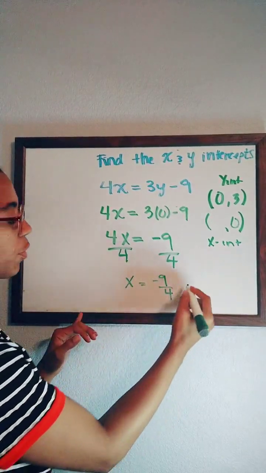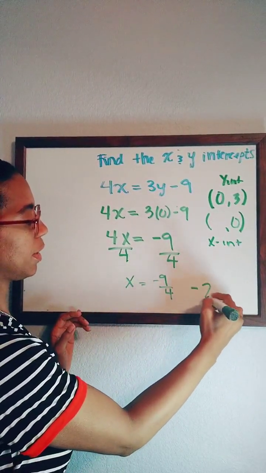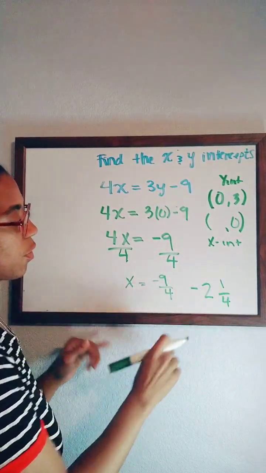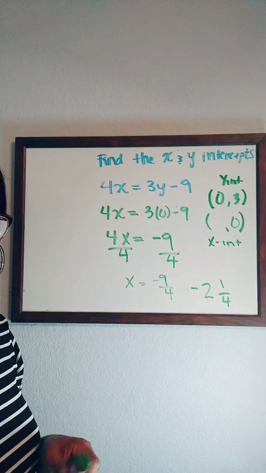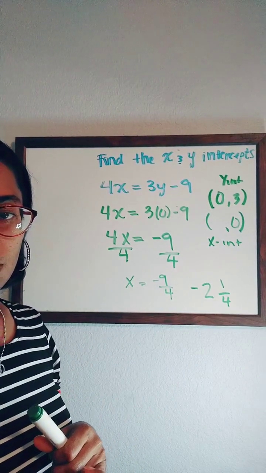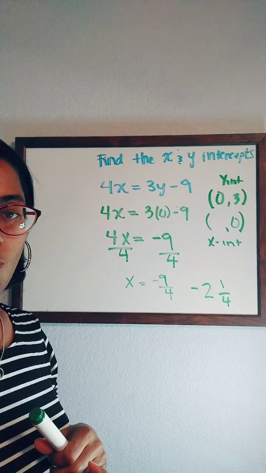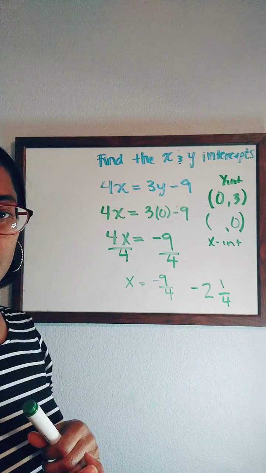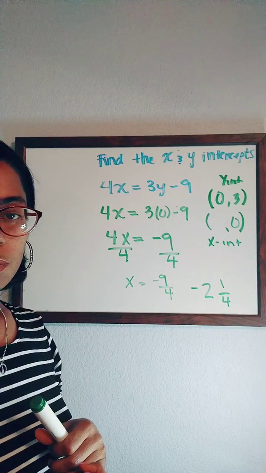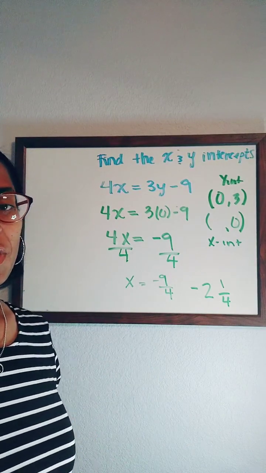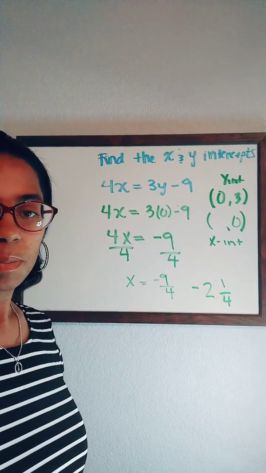Or, of course, you can write it as a mixed number. And it'll be -2 and 1/4. Either way you want to do it. Any way you want to do it. Any questions about that? If you have any questions, where did the one person go?